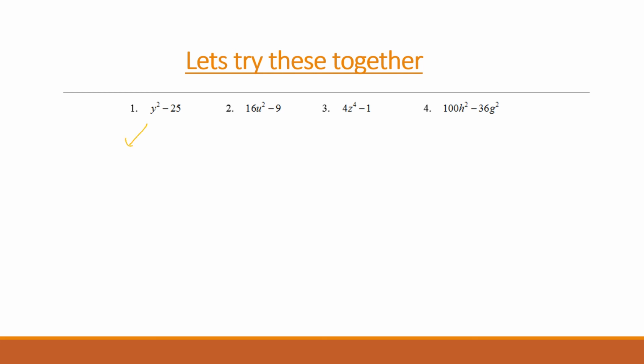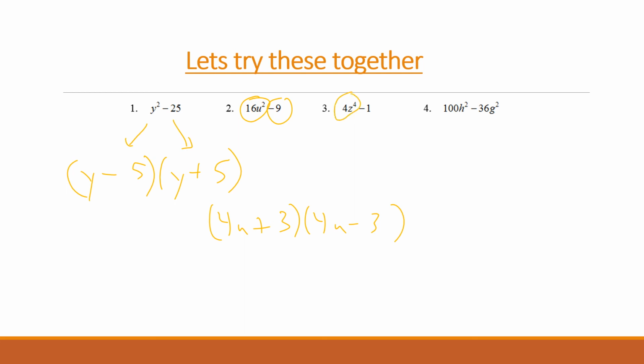So square root of y squared is y, square root of 25 is 5. So y and 5, minus, plus. Square root of 16u squared is 4u. So I just write it. Square root of 9 is 3, plus 3, minus 3. That is an even powered exponent, and 4 is a perfect square, so I have 2z squared. And I have 1 and 1, so plus 1, minus 1. Sometimes I do the minus, sometimes I do the plus.